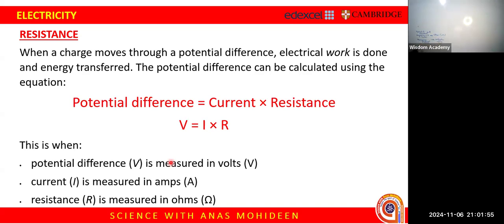So what is the measuring equipment? The measuring equipment we term as ohm meter. What is the equipment? In circuits, the resistor has several types.